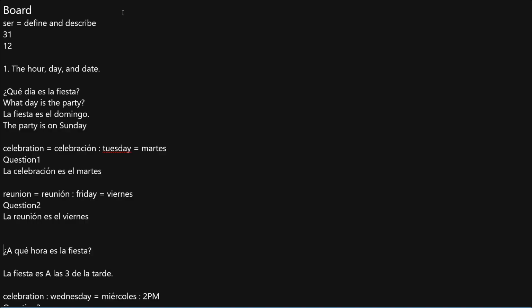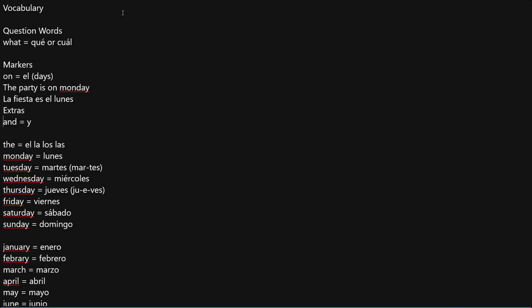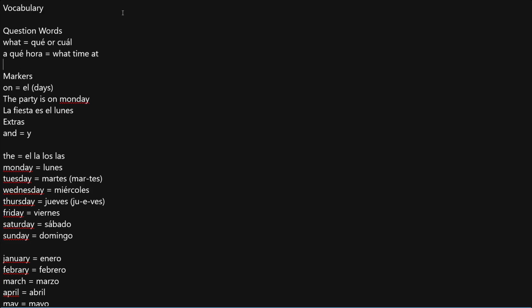So that would be qué. And let me introduce a new question word. And depending on the time, this would be the last one we'll introduce. So we have what, qué, or cuál, right? Now usually all of these are just variations of qué. In this case, a qué hora. Maybe we can translate this as what time at.